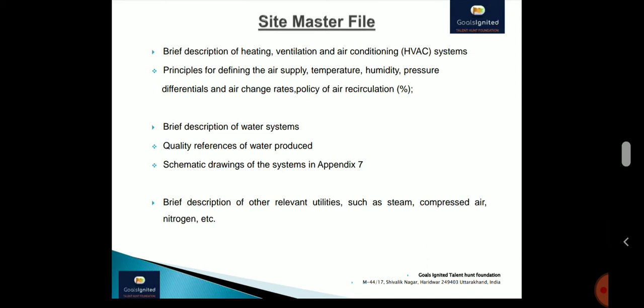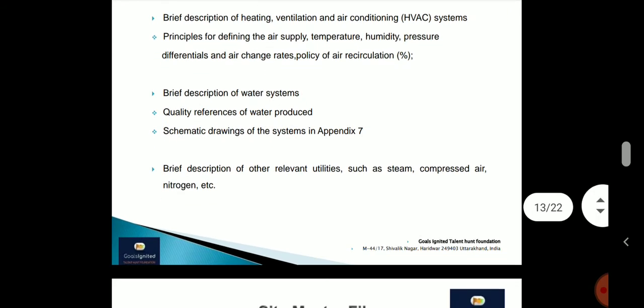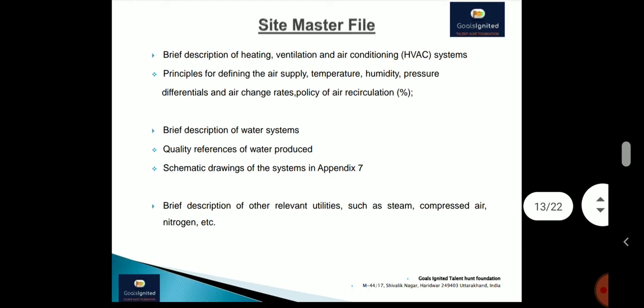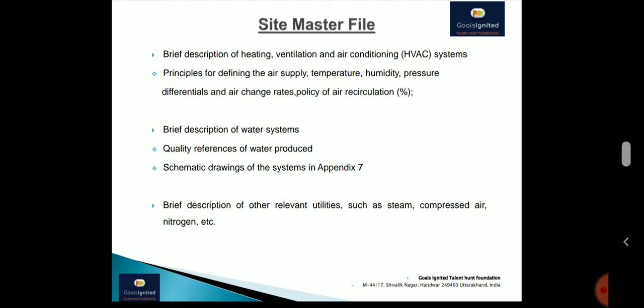Then we come to the description of the water system: which quality of water you are producing, what the treatment steps are, what the controlling or monitoring steps of the water system are, shown in a schematic diagram of the water system. And other relevant utilities like compressed air, nitrogen gas, how many DG sets, what power supply is sanctioned from the government, whether you run the plant in 2 shifts or 3 shifts, everything should be mentioned in the site master file.